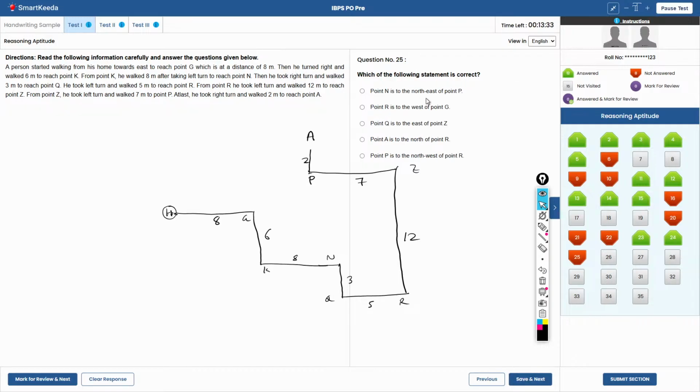Which of the following statements is correct? N is northeast, no. R is west of, no. Q is east of, no. A is north of R, no. D is northwest of R.